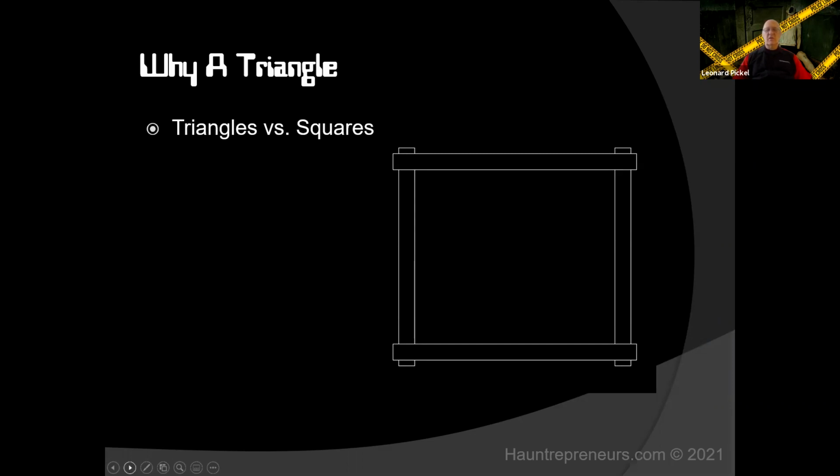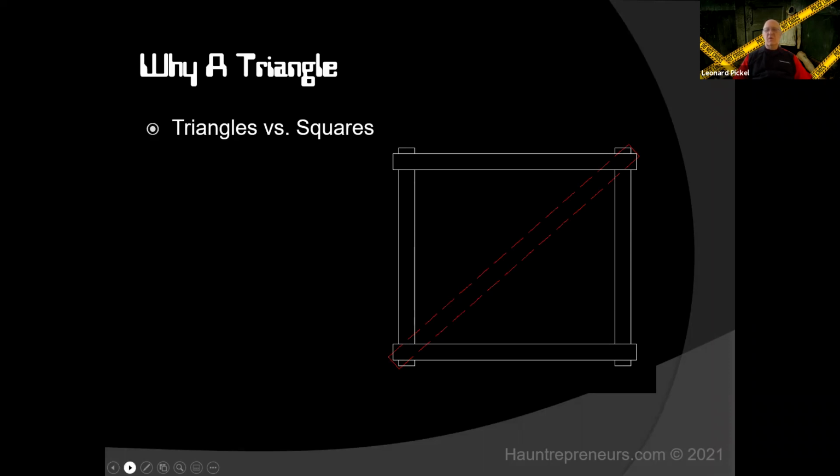In the structural classes, they tell you never to use squares, because if you look at these 4 boards and you put a nail in the corner of each one of these, it's not a stable shape. It's going to rack back and forth. But all you have to do to make that stable is put a diagonal board across it. So triangles are always stronger than squares. So what you're trying to do is shape everything in structure as a triangle.